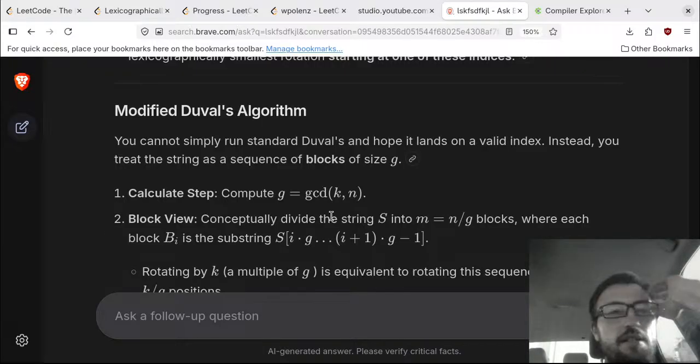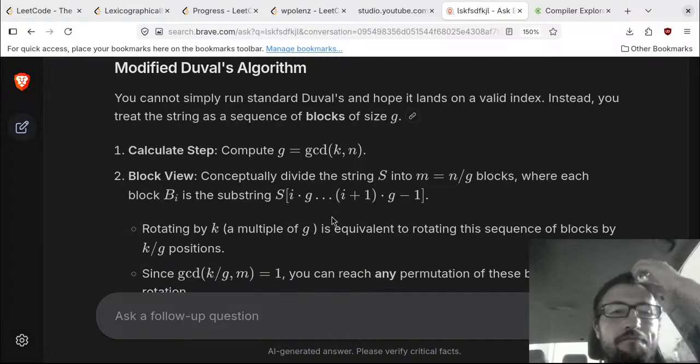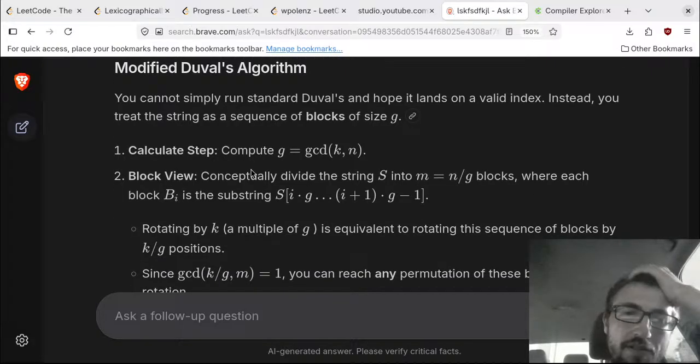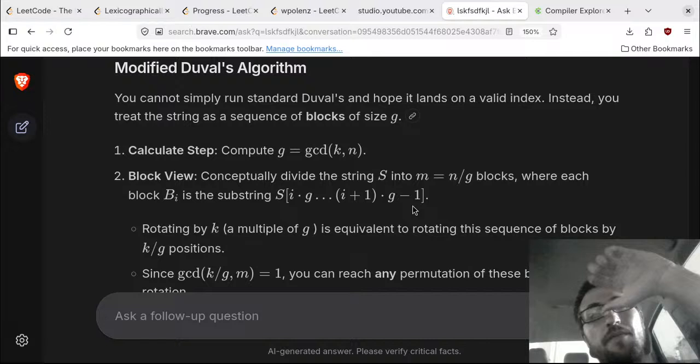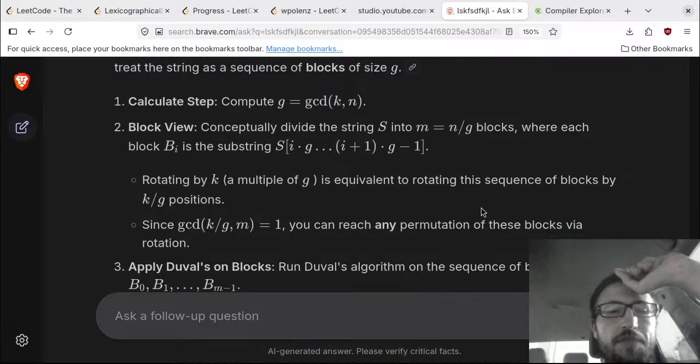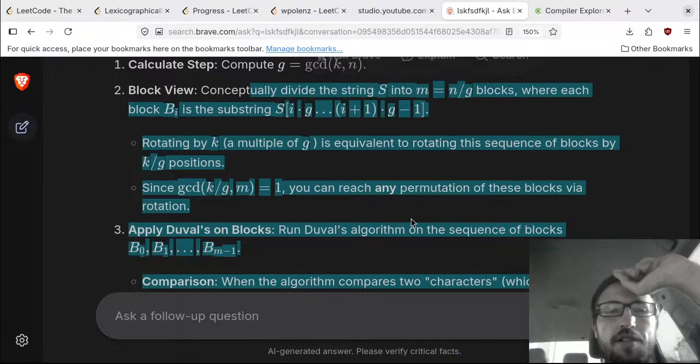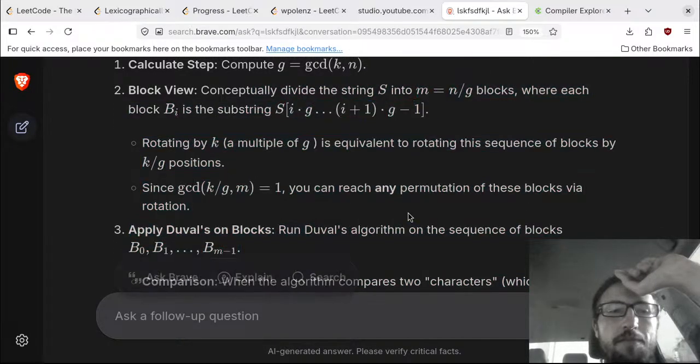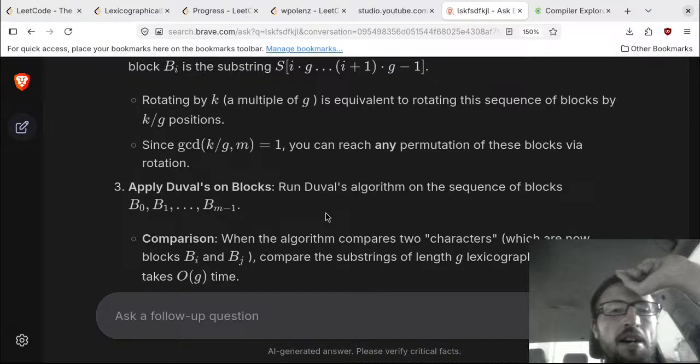Instead, you treat the string as a sequence of blocks of size g. So the calculate step: compute this GCD. Conceptually divide the string S into M equals N over G blocks, where each block B sub I is the substring S[I times G, (I plus 1) times G minus 1]. Okay. Rotating by K, a multiple of G, is equivalent to rotating the sequence of blocks by K over G positions. Since the GCD of K over G and M is 1, you can reach any permutation of these blocks by rotation. Apply Duval's on blocks.